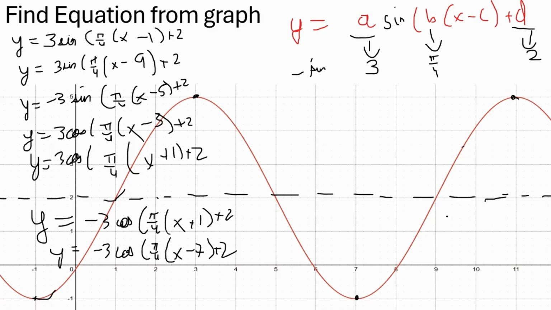If this graph was extended even more, like if I could see more of it, I could probably make an infinite amount of equations, because the graph goes on forever, right? So all that changed was your functions and your starting points. Everything else, the a, b, and d values, remain the same for all of those.